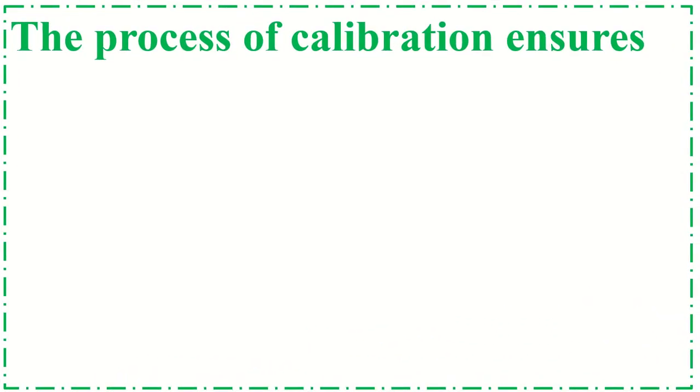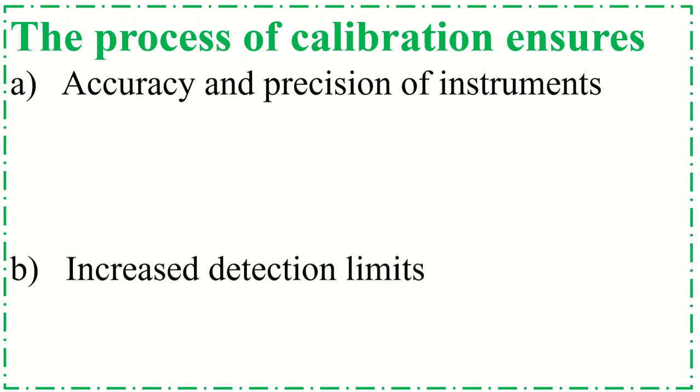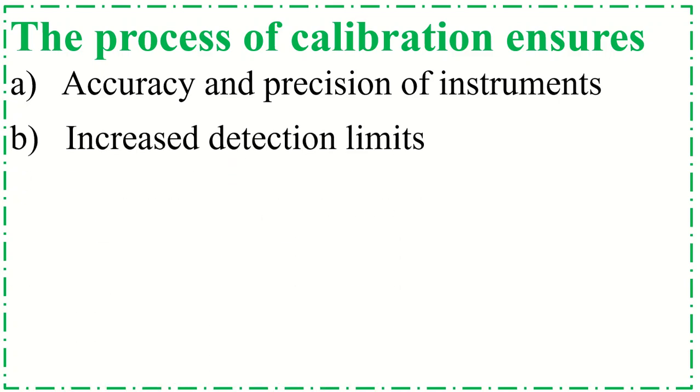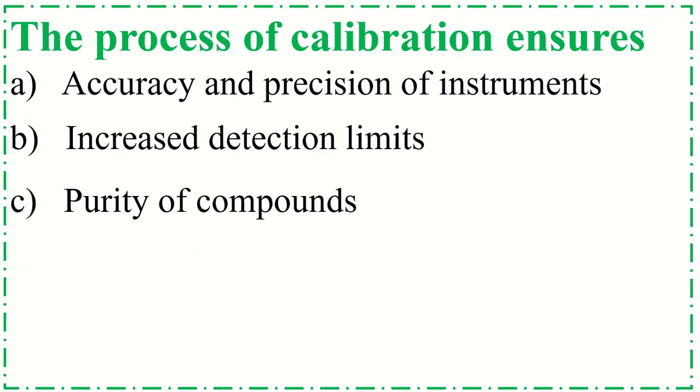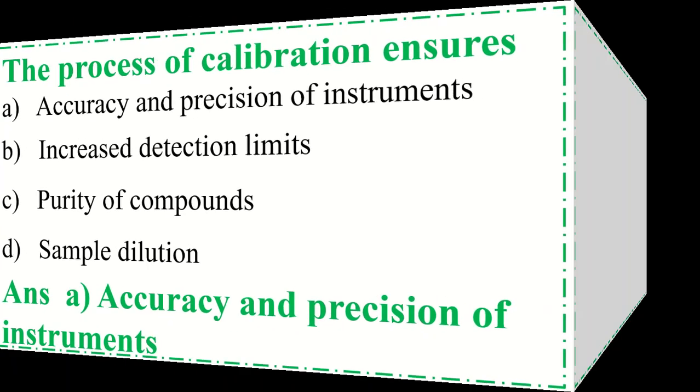The process of calibration ensures option A accuracy and precision of instruments, B increased detection limits, C purity of compounds, D sample dilution. Correct option is A accuracy and precision of instruments.